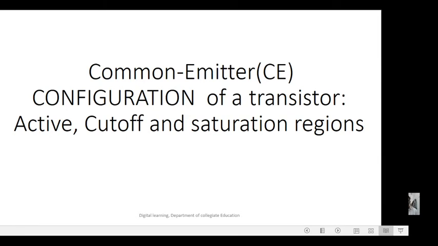Today, I am going to give the lesson on common emitter CE configuration of a transistor. In that, active, cutoff and saturation regions will be explained.